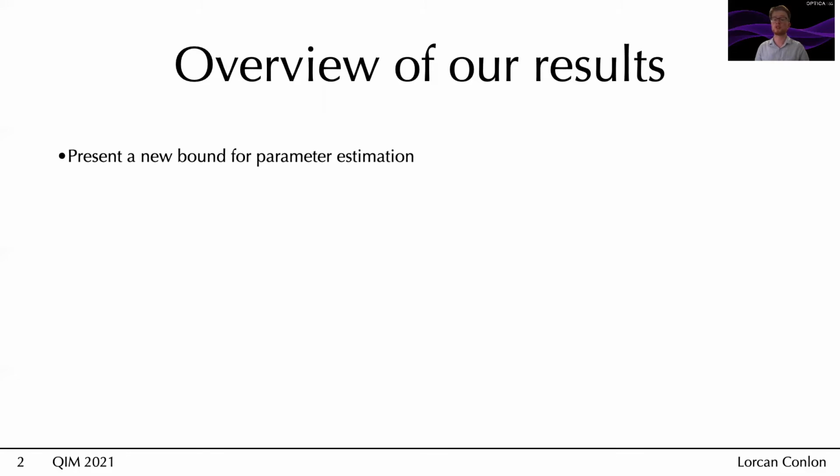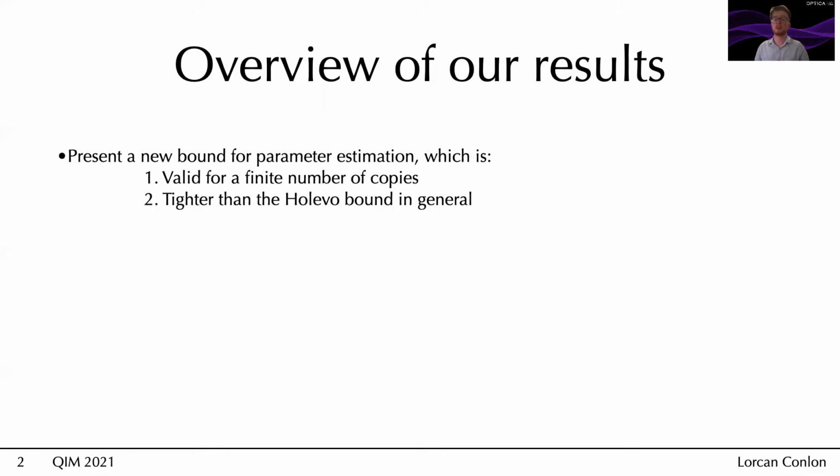This bound is useful for two main reasons. It is valid for separable measurements on a finite number of copies of the probe state, and this is in contrast to the more commonly used Holevo bound, which in general can only be reached with a complex collective measurement on infinitely many copies of the probe state. For this reason, the Nagaoka-Hayashi bound is, in general, tighter than the Holevo bound.